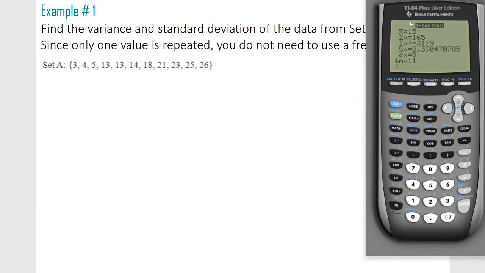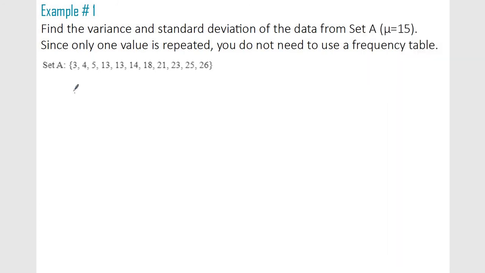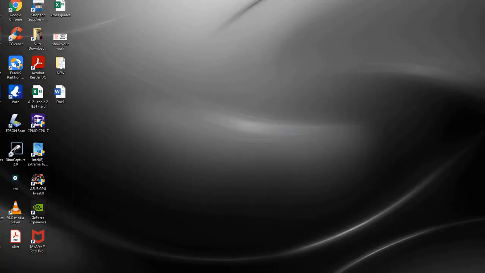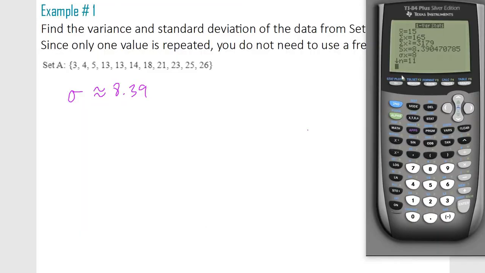So now here it shows you that the mean is 15. Okay, right? We got that part. Then the standard deviation, all right, it's not this one. I don't know why they do this. It's the SX. That's the standard deviation. It's 8.39, roughly 8.39. And that's the standard deviation.